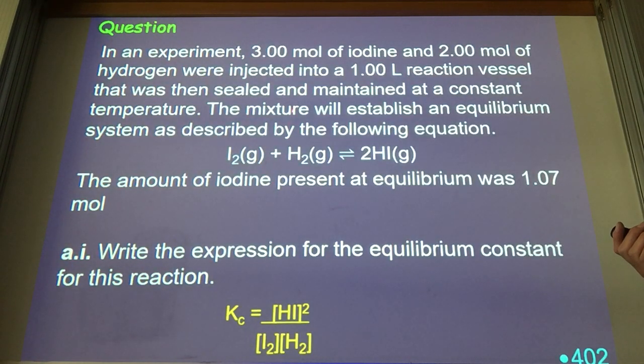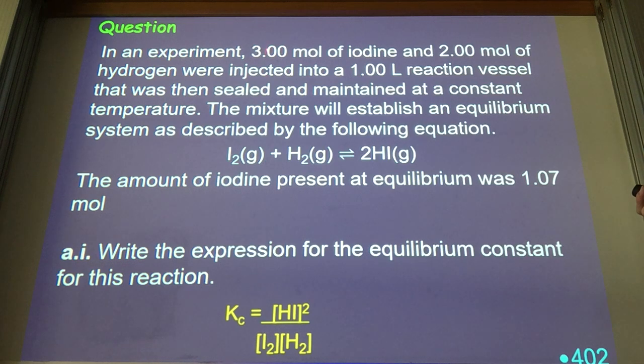Now the next part, we're asked to calculate the equilibrium constant. We're told that the amount of iodine at equilibrium was 1.07 moles. It's nice we've got a 1 litre container, so when we work out the concentration it's going to be 1.07 divided by 1, so it's going to be the same.